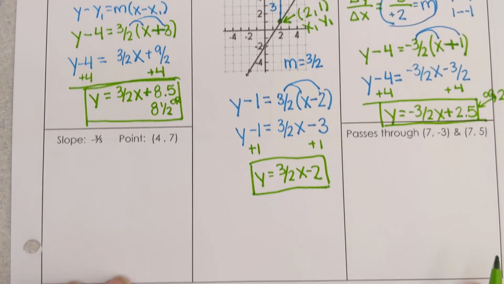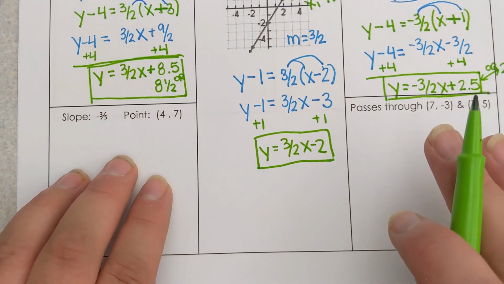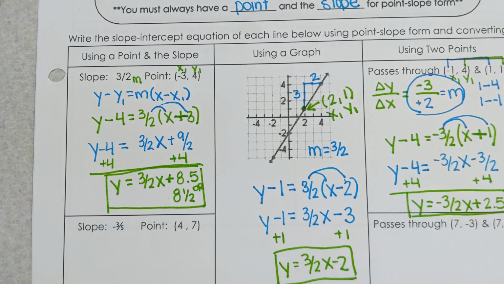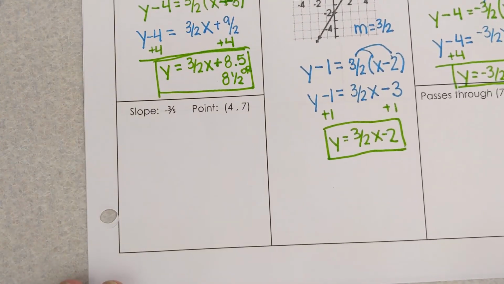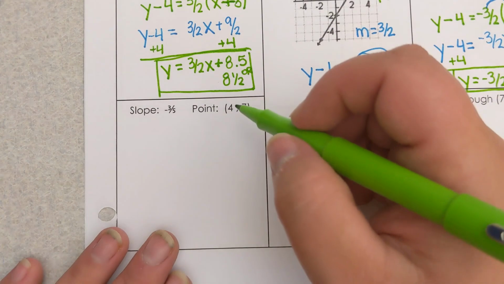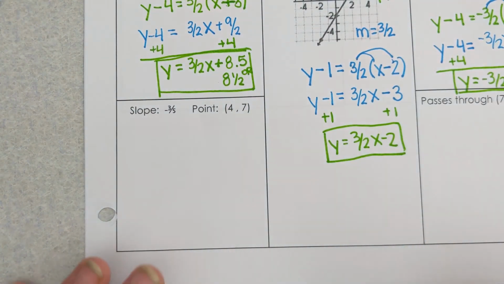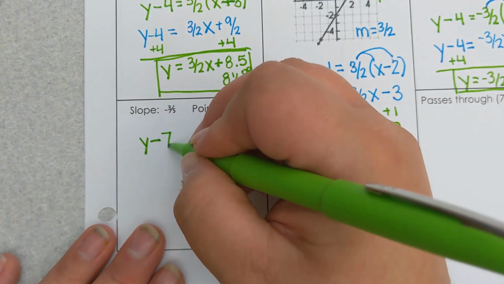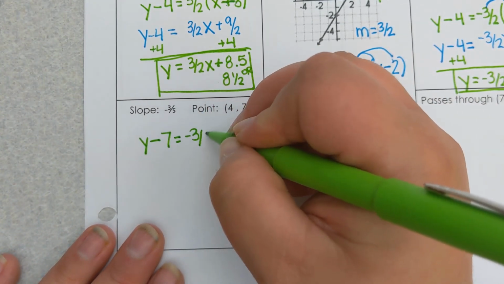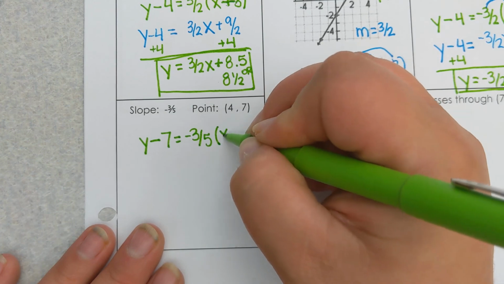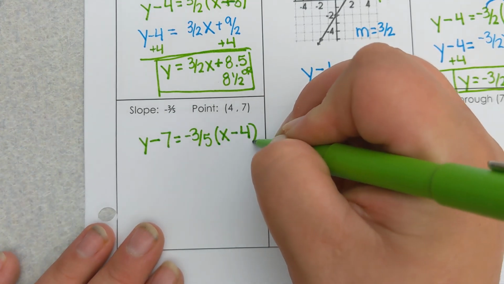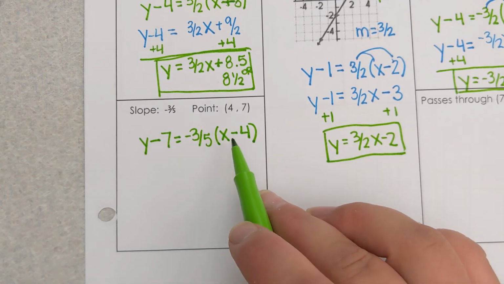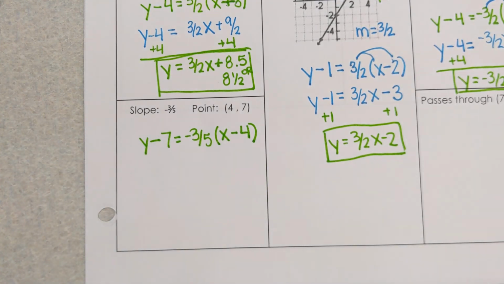Okay, let's do one more from the slope and a point and from the line. The graph is pretty much the same thing as this, that's why I'm not doing 2 of them. So now we have the slope -3/5 and the point 4,7. Okay, so it's going to be y minus the y value, 7, equals the slope, parentheses, x minus the x value.